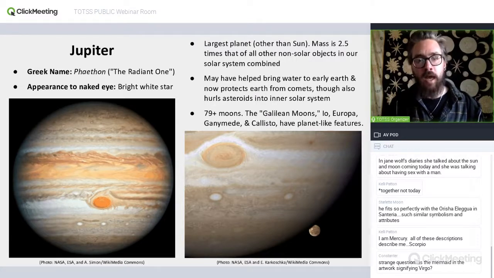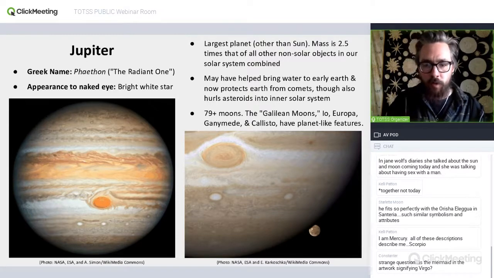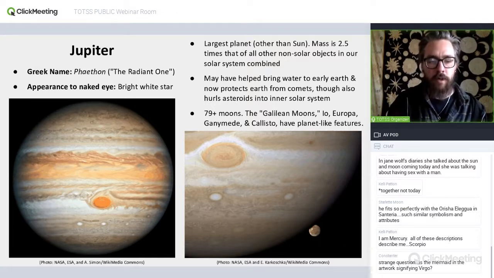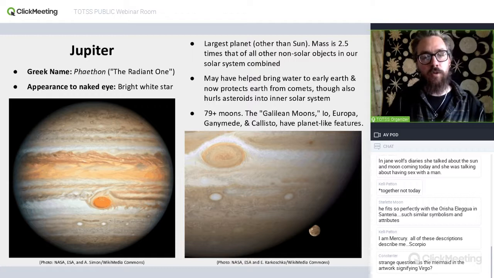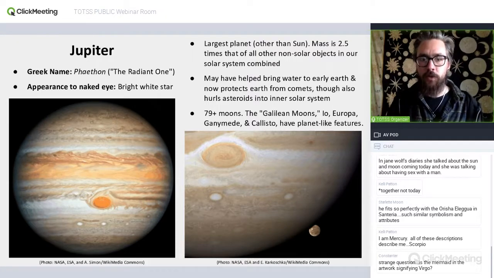Jupiter has more than 79 moons, and 4 of these, the so-called Galilean moons, because Galileo Galilei discovered them with his telescope, are Io, Europa, Ganymede, and Callisto. They all have planet-like features. And actually, in the photo on the right, you can see Ganymede emerging from behind Jupiter there. So Jupiter is almost the center of his own planetary system, and has these 4 planet-like moons orbiting around him. And Ganymede is actually larger than the planet Mercury.